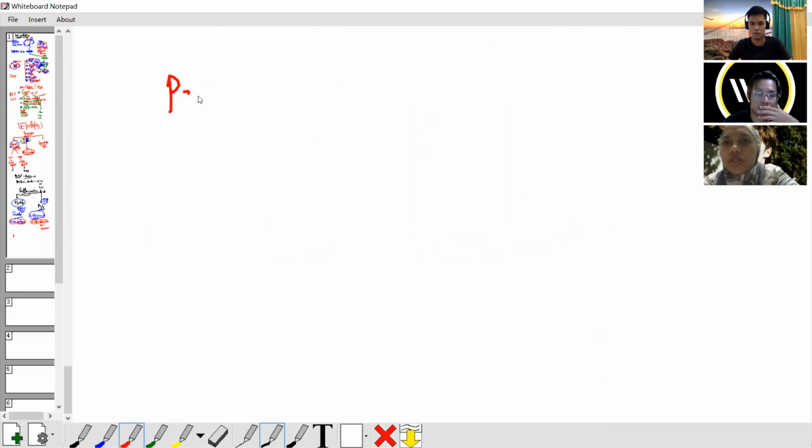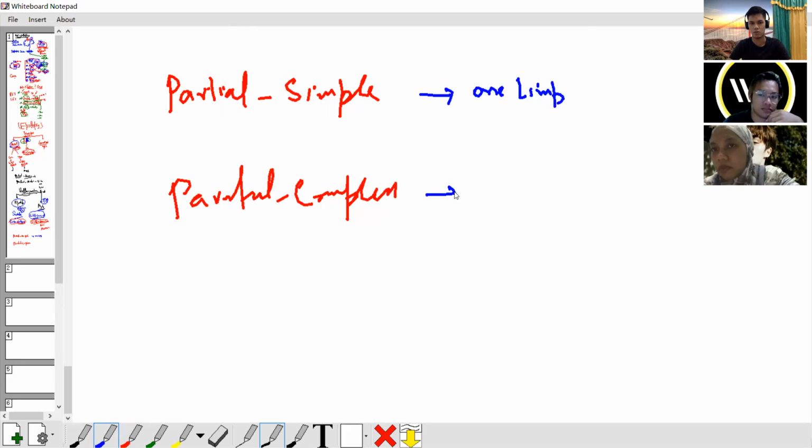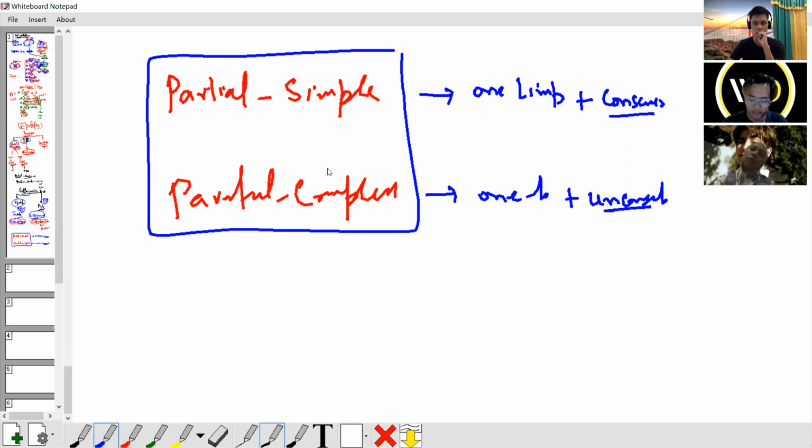Again, come back. Partial, simple. Partial, complex. Problem with just one limb, upper limb or lower limb. Understand? This person is still conscious after the attack. Understand? This person is unconscious after the attack. That's your partial simple and partial complex.